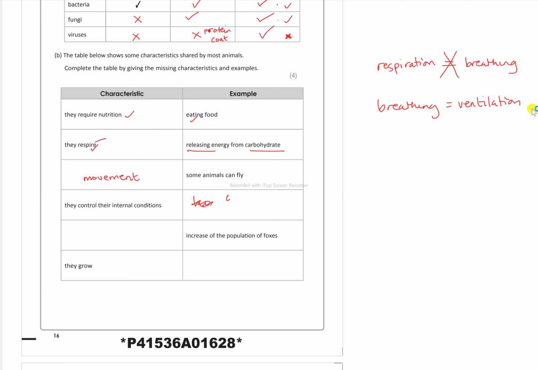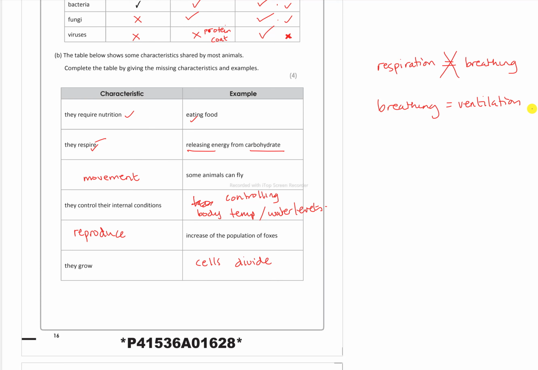So, for example, controlling body temperature, or it might be water levels, blood pressure, etc. Increase the population. That's called reproduce, or breeding. But stick to the word reproduce. They grow. So how do they grow? The cells divide. Increase in mass and height.